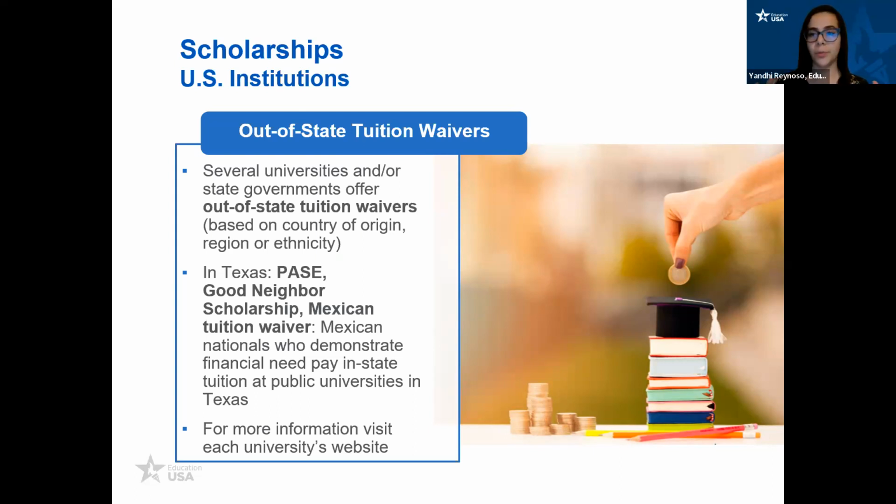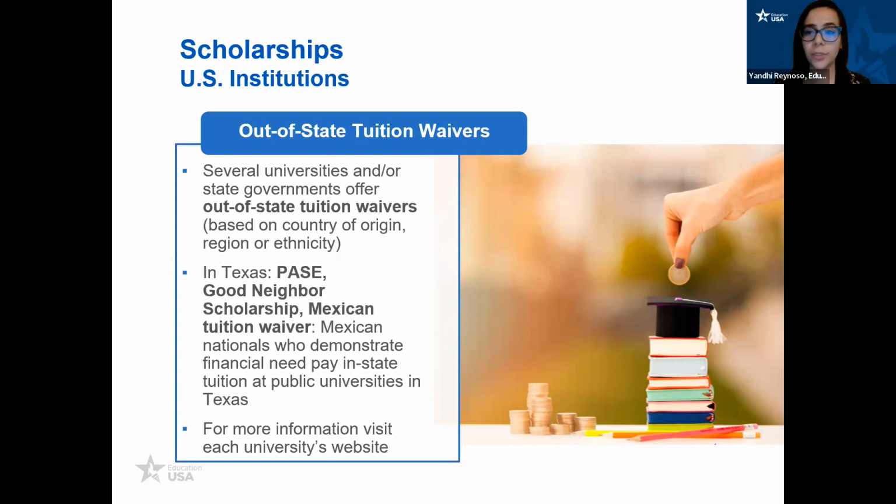And if you compare the two, the out-of-state tuition is going to be a higher rate in comparison to the in-state tuition. And as I said, we, while being students, cannot pay in-state tuition. Why? Because we don't pay taxes in the US.